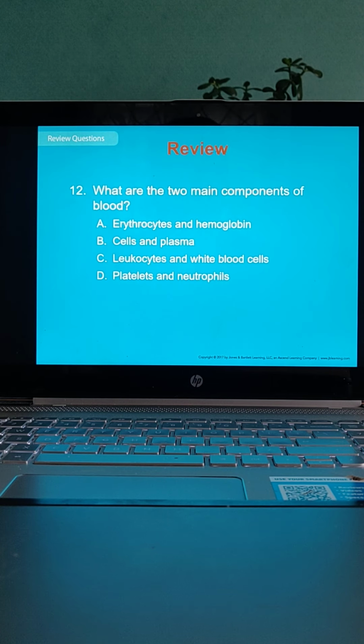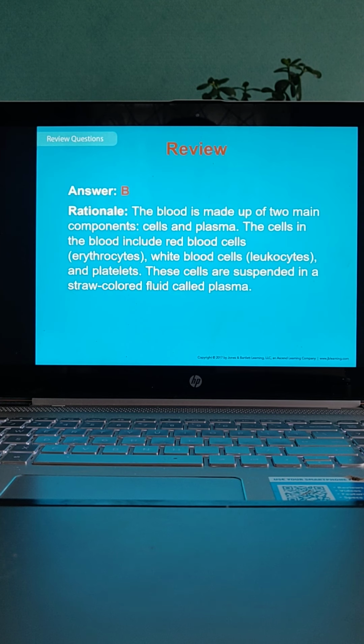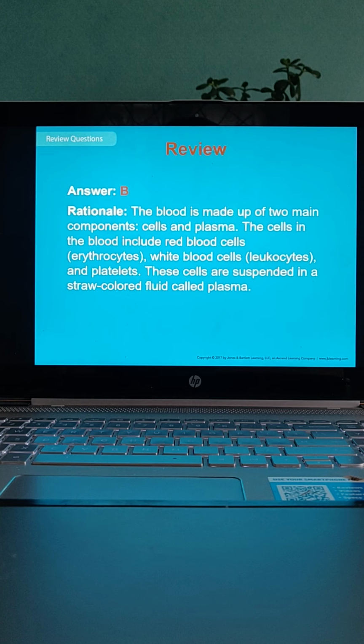Number 12. What are the two main components of blood? Remember I talked about the red blood cell, the white blood cell, the platelets, and the plasma. And the red blood cell is also known as what? And the white blood cell is also known as what? Erythrocytes are in hemoglobin, cells in plasma, leukocytes, and white blood cells are platelets. Answer is B. The blood is made up of two components, cells and plasma.